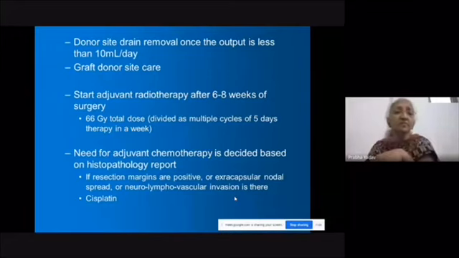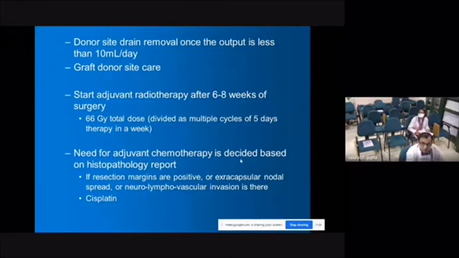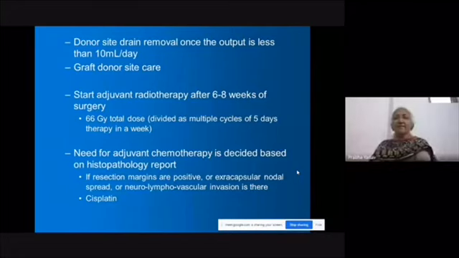For adjuvant radiotherapy, after 6 to 8 weeks of surgery, a total 66 Gray dose will be given. And adjuvant chemotherapy, as per the histopathology report: if resection margins are positive, or there is extracapsular nodal spread, or perineural, lymphatic or vascular invasion, in that case we need to give chemotherapy also. That will be cisplatin, which can also be used as a radiosensitizer in these patients.